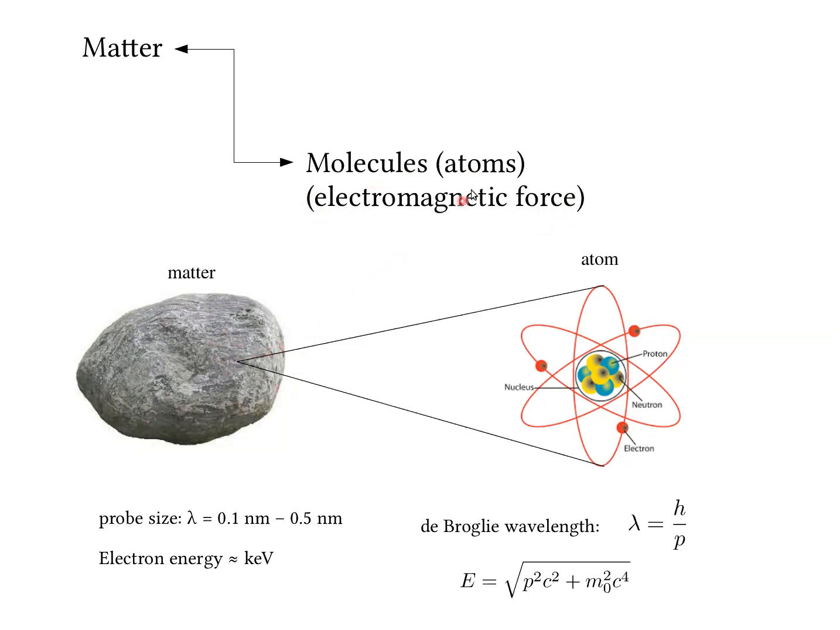Now the size of the atom is about 0.1 nanometer to 0.5 nanometer. If I want to probe the atom, we need light with a wavelength smaller than the size of the atom. So we need 0.1 nanometer or smaller. But the wavelength of red light is 700 nanometer, so by using red light we of course cannot probe it.